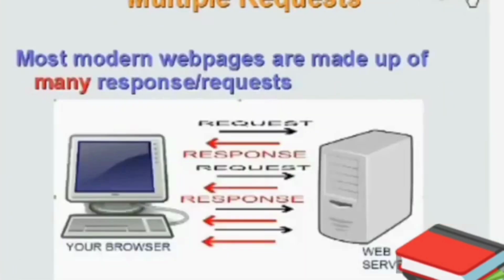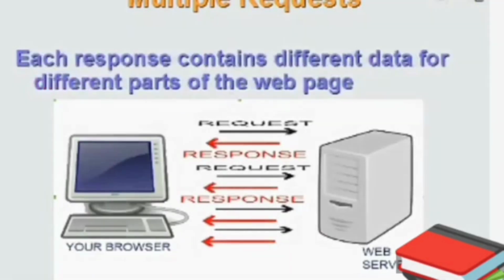That's the spinning circle. Most modern web pages are made up of many requests and responses. You can see we have a request, then we also have a response. That means if you send a request using your browser to your web server, you get a response from your web server. Each response contains different data for different parts of the web page. The content of the response depends on the context of your browsing.